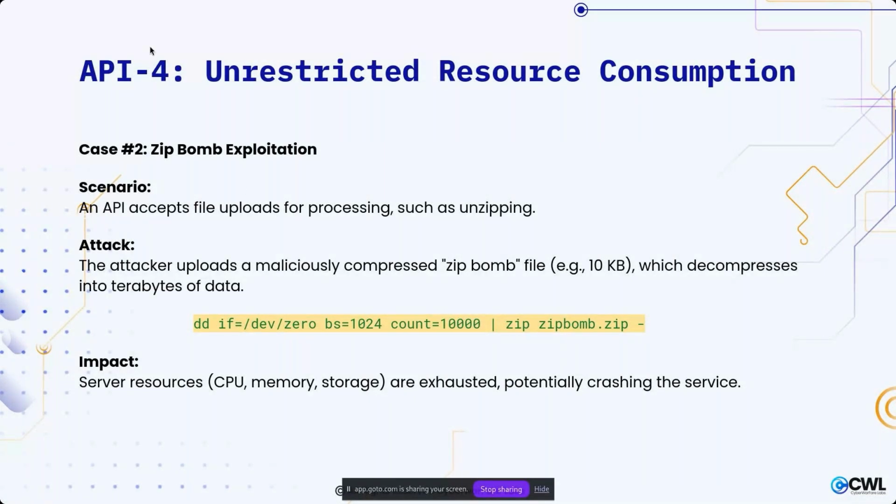So an API accepts a file upload for processing such as unzipping. We see there are many online providers which allow us to just upload a file, and it will unzip that particular zip file and you can just download all the files inside that zip. So what if we make a zip bomb of it? This particular 10 KB file has a size of 10 MB or something. We can also see how we can do this after this particular session.